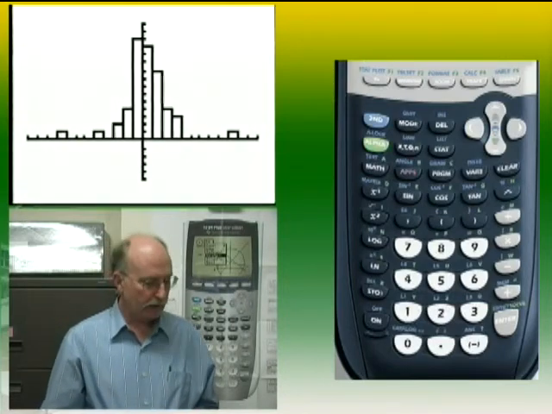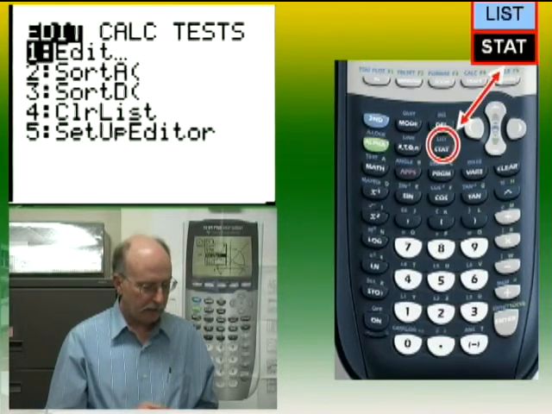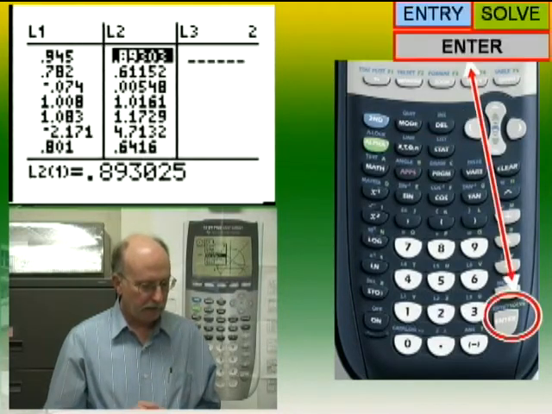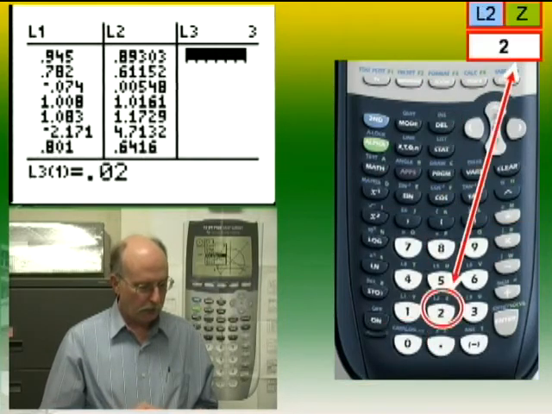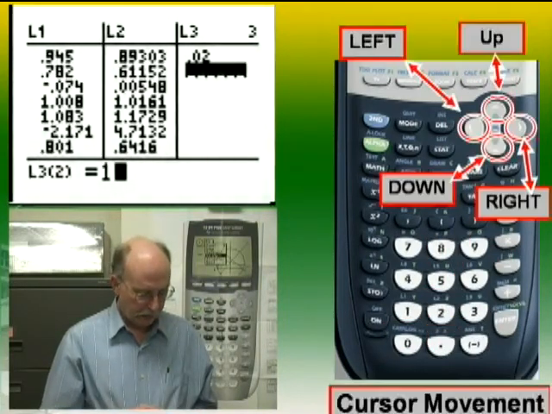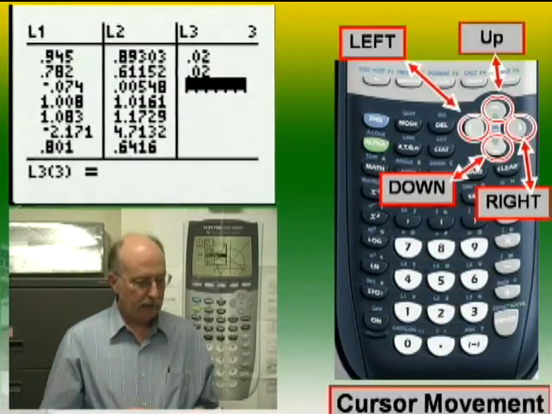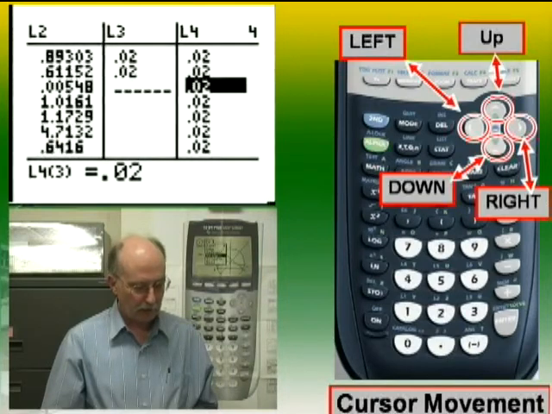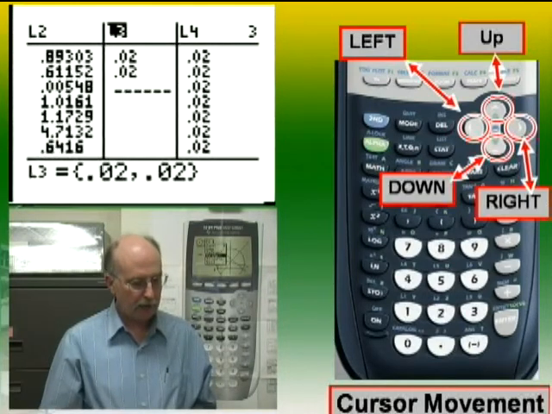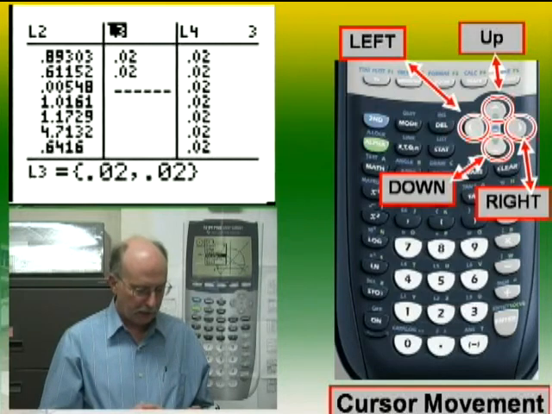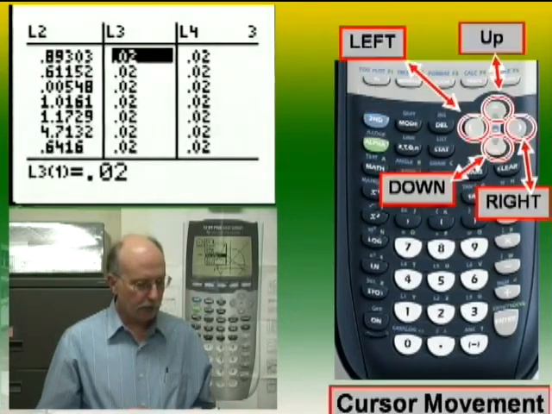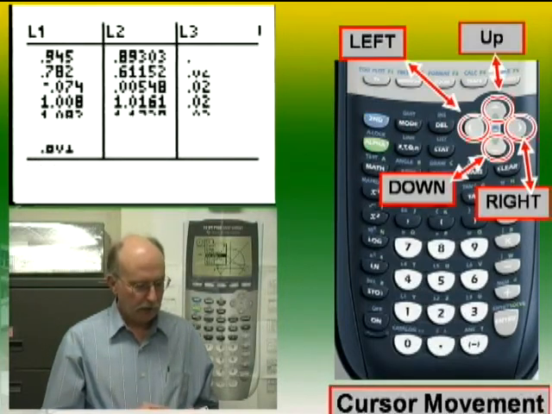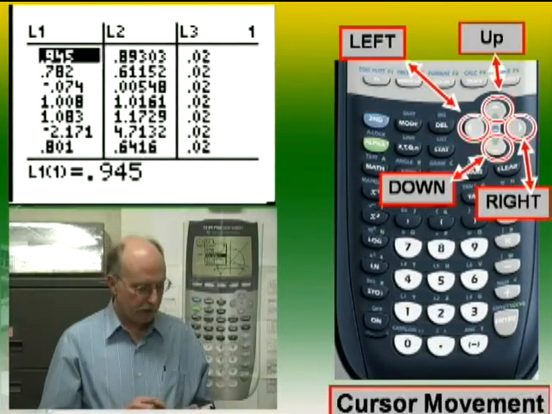Well, there's no convenient way to do that, but what we can do is hit Stat, and we're going to hit Edit, and we could put in column 3, 0.02, which is 1 divided by 50, and enter that column all the way down. Now, I've already put that data over in column L4, so what I'm going to do is just copy L4 into L3, and the way I'm going to do that is say L3 equals second L4, and that puts all those 0.02s in there.